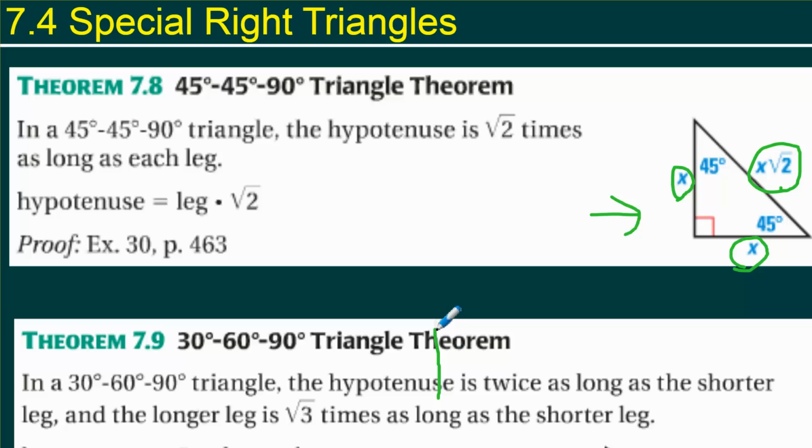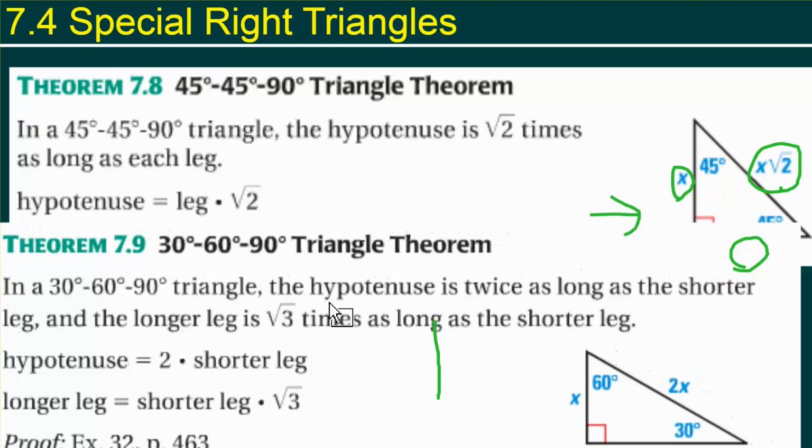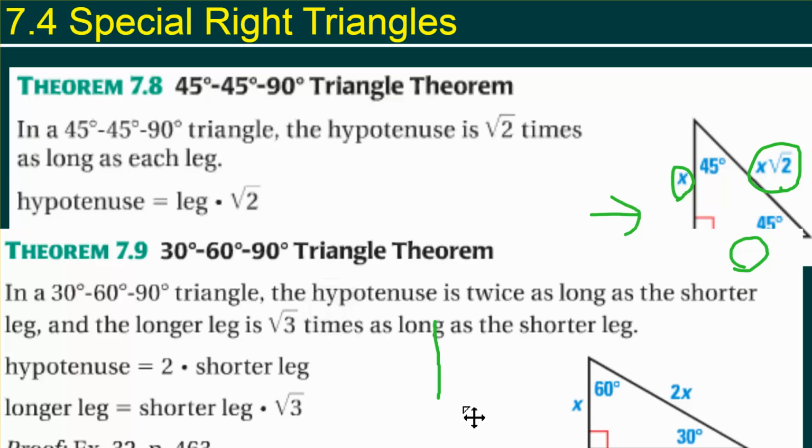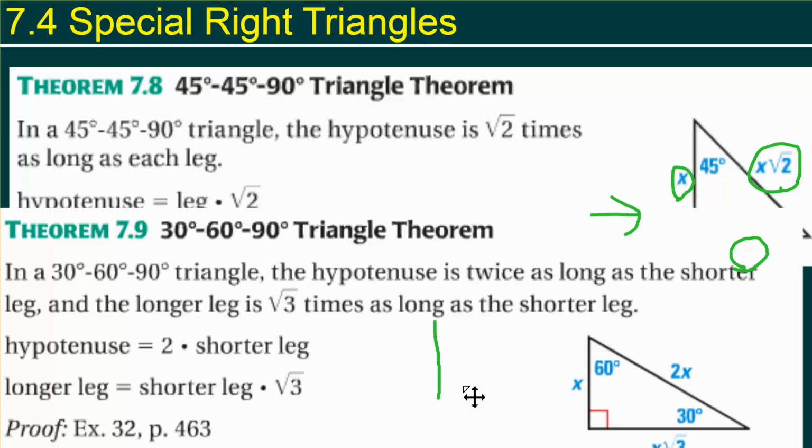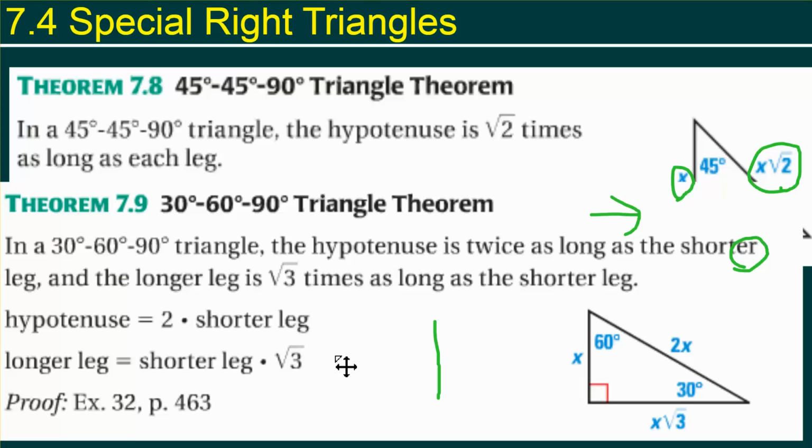And then when we look at the 30-60-90, let me bring that up so you can see it, you're going to see the same type of pattern, where once you know the short leg is x, the hypotenuse is going to be 2x, double the short leg, and then the long leg is just going to be the short leg times the square root of 3. So learning how to interpret these patterns is going to be key for you.